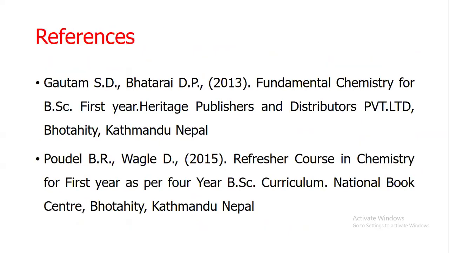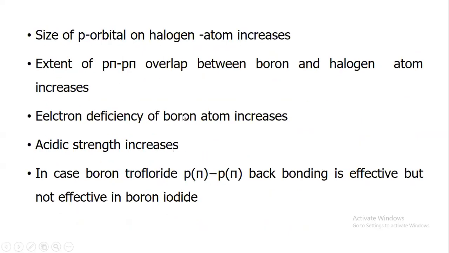As the size of the p orbital on the halogen atom increases, the extent of pi overlap between the boron and halogen atom decreases. Electron deficiency of the boron atom increases as the extent of overlap decreases. In the case of boron trifluoride, pi back bonding is effective, but it is not effective in boron triiodide.